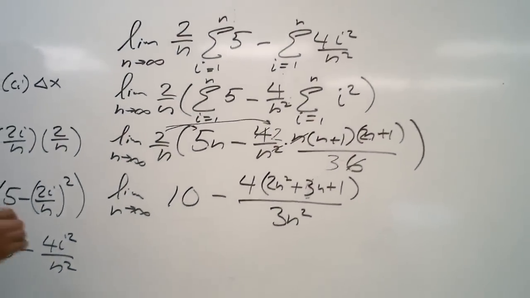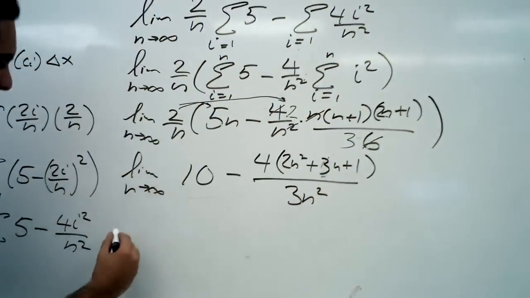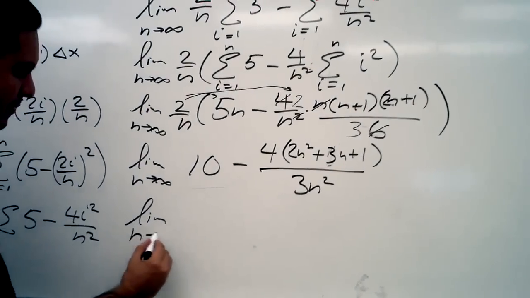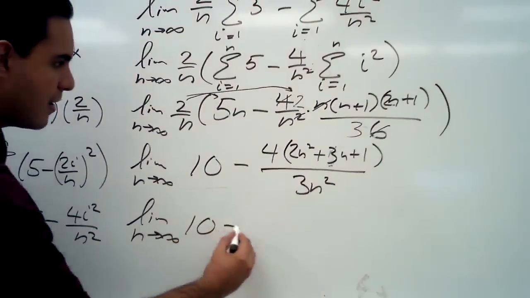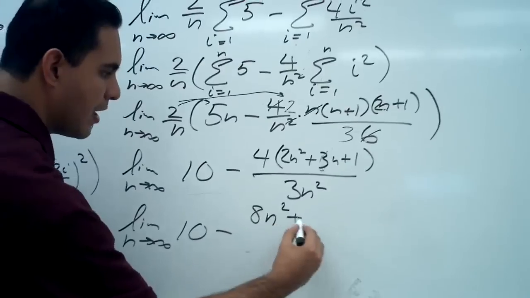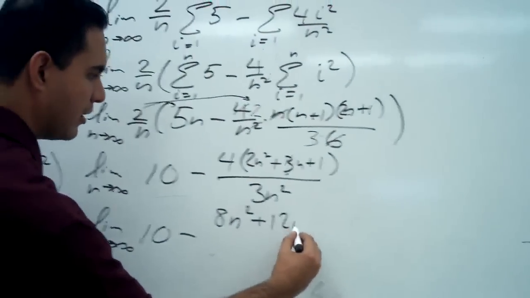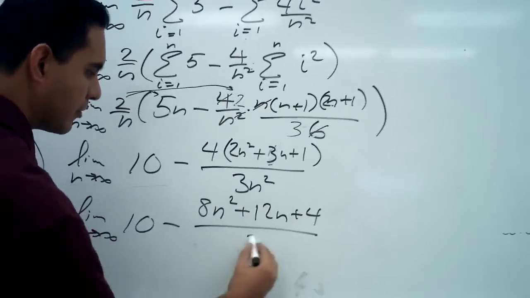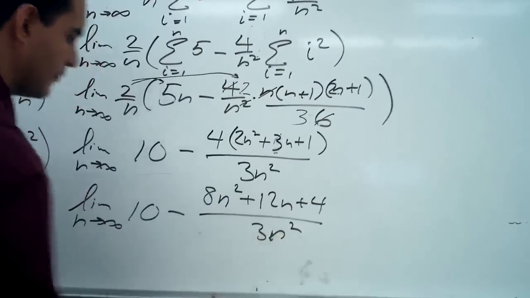Hopefully, yeah, we're looking good so far. I'm going to go ahead and distribute that 4 into that. So that's going to be, limit as n approaches infinity, of 10 minus 8n squared plus 12n plus 4 all over 3n squared.